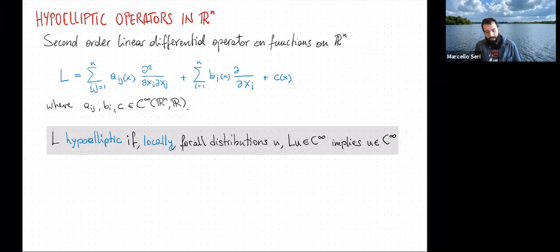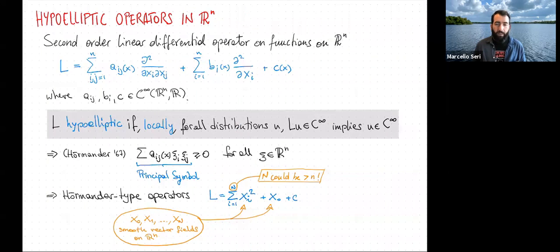An operator is hypoelliptic if locally, so on all subsets and for all distributions u, if locally the operator applied to u is C infinity, then it means that u is C infinity. And this locally is key. If something is local, there is a very good chance that we can make sense of it in geometric terms.